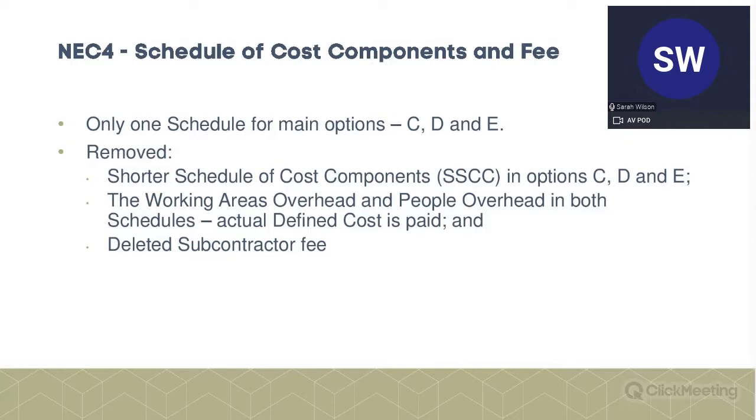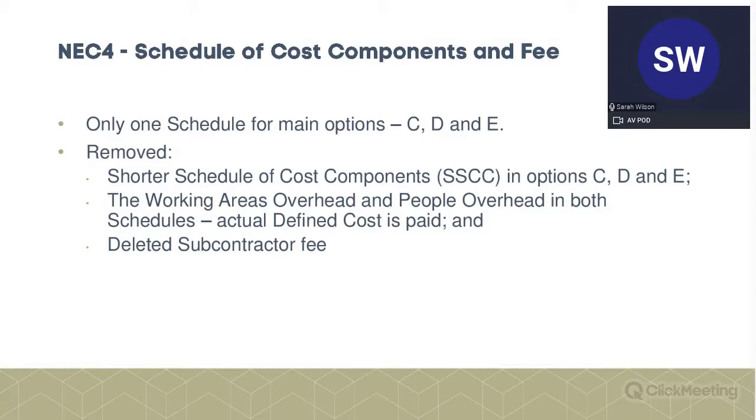Right, so the changes, lots of these really simplify the situation. So what we've learned today is that for options C, D, and E of the contract, you can use, in certain circumstances, both schedules. Well, NEC4 changes that, and there's only one schedule allowed to be used, and that is the ordinary schedule. The shorter schedule is just not applicable, which I think simplifies things, but whether it's going to have any practical impact on your lives, I think is doubtful, because I suspect it's probably not used very often as it is.